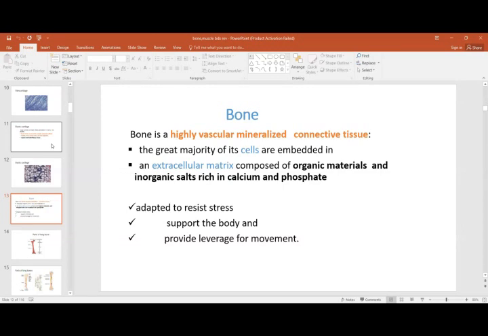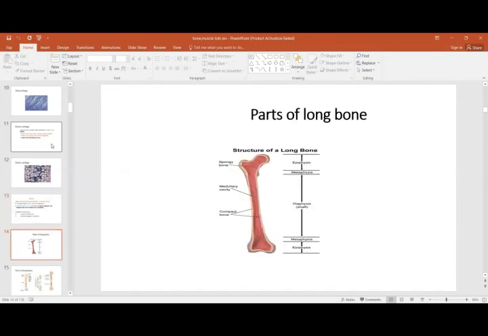Bone resists stress, it supports the body, and it provides leverage for the movement. So these are the three basic functions. It supports the body, it resists stress, and it provides leverage when the joints are moving. These are the parts of a long bone.